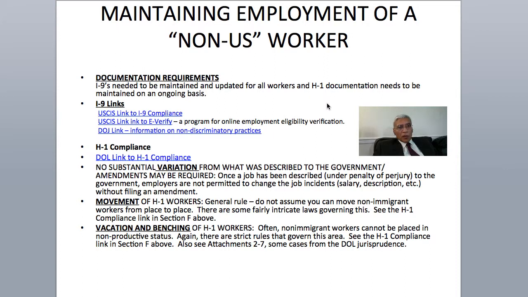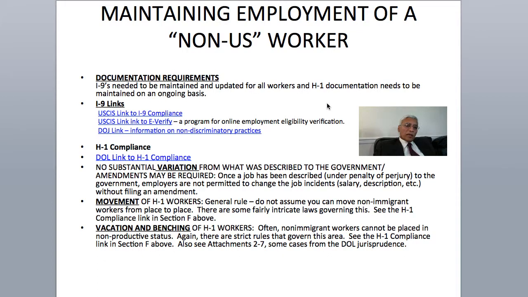So for example, you hired somebody as a software engineer and you want to promote them to project leader. Chances are you require some kind of an amendment. Once the job has been described, and it's described under penalty of perjury, the government does not allow you to change the job incidents such as salary, description, etc. in a substantial manner. You have to file an amendment.